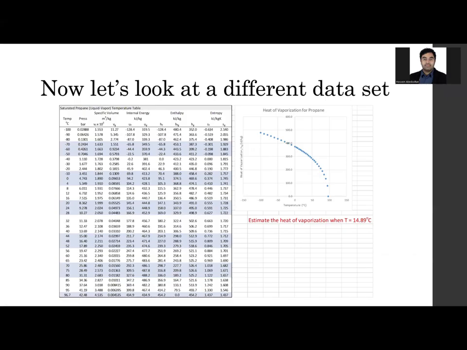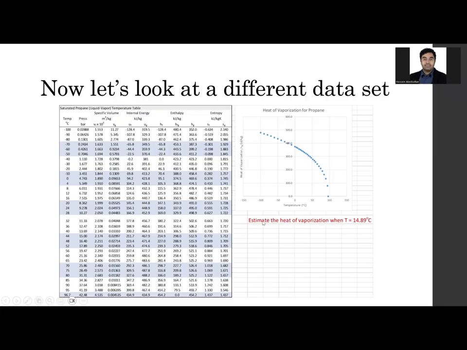Now, let's look at a different data set here. And this is related to saturated propane, with heat of vaporization versus the temperature. And usually you will see in thermodynamics, in transport, all the graphs that we have like such type of data. What I mean is we have many data, and the data are not scattered like the previous example. And this actually helps us to understand our system much better.